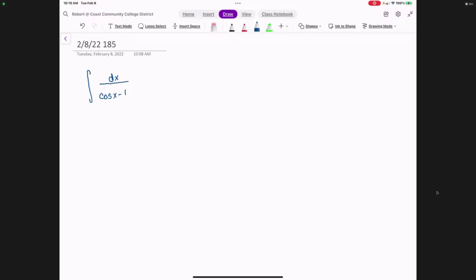Okay, so what do you want to do with this guy? Any ideas? Substitution, or separating the dx, like dx over cosine x minus dx over negative. Oh no, man. It's always like that.